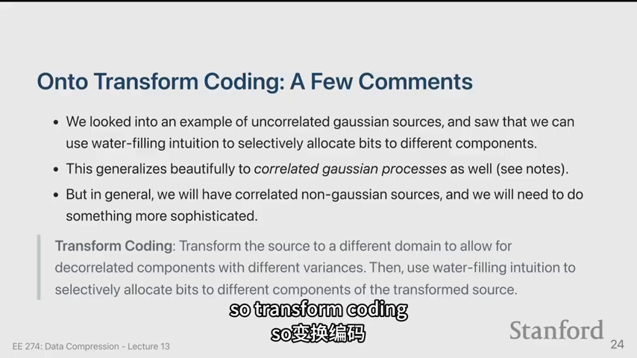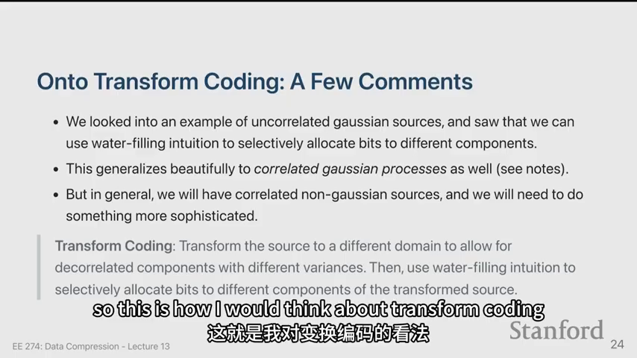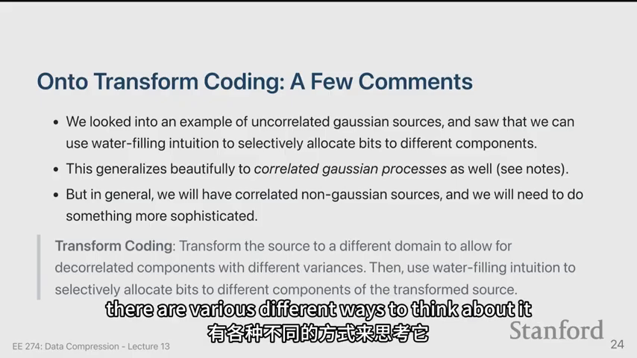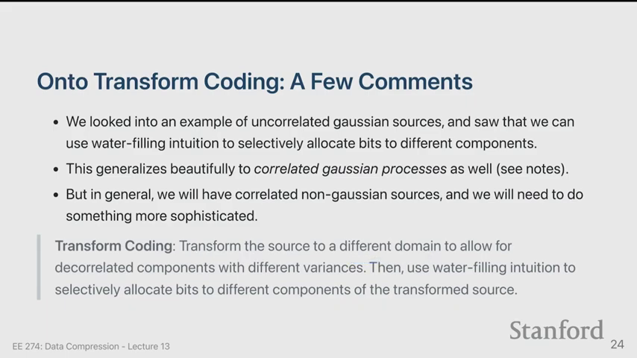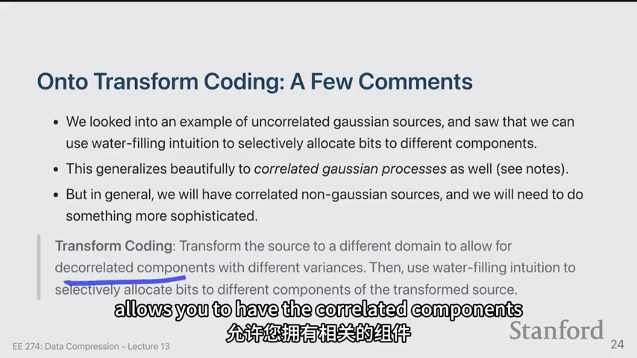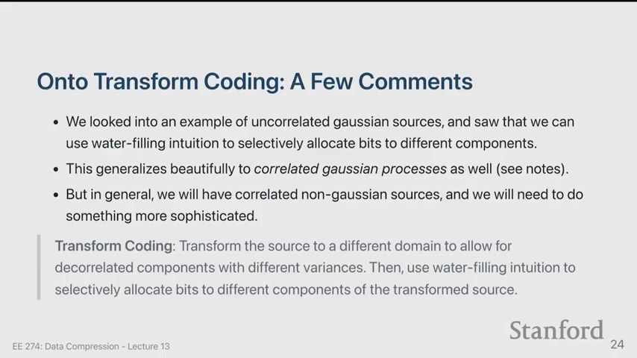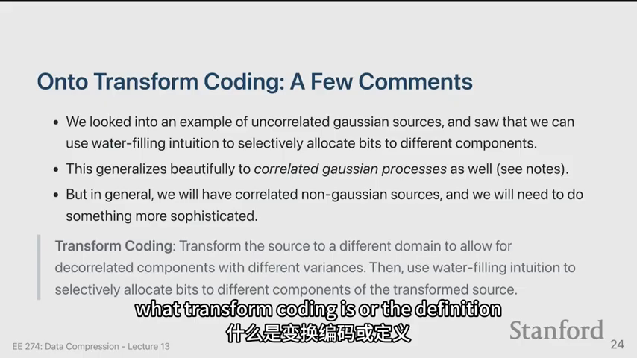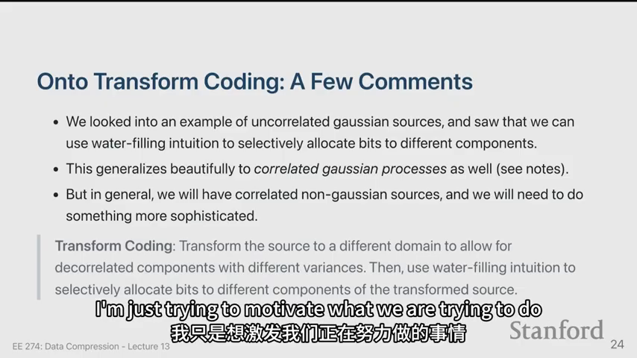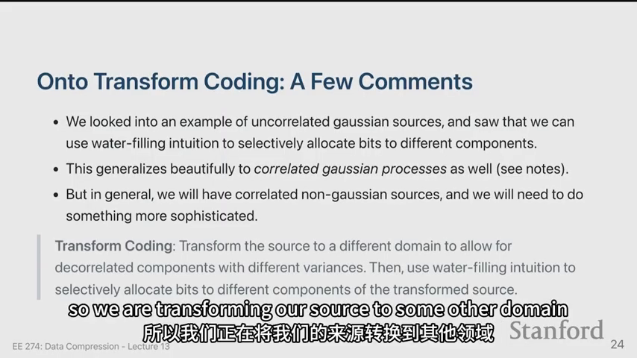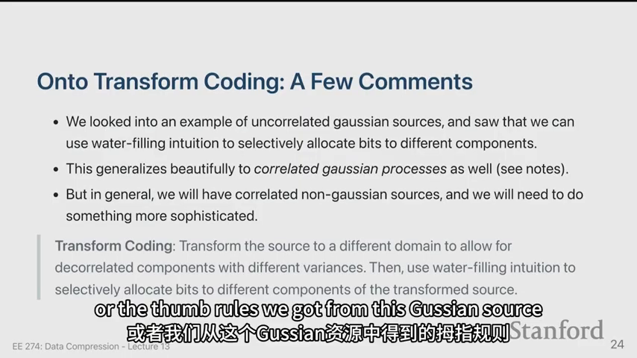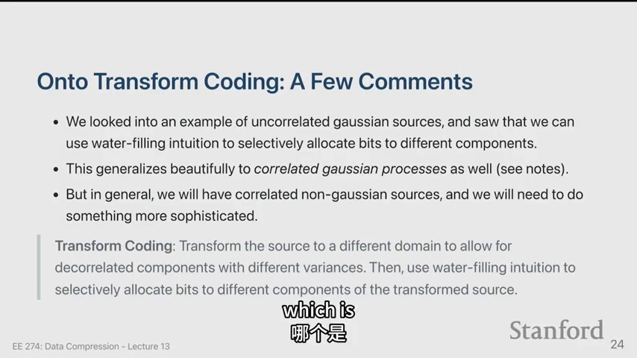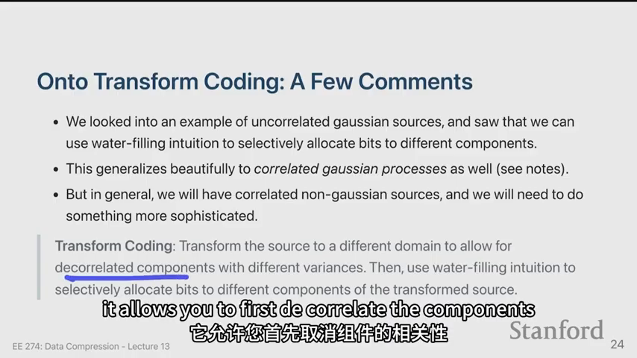So this is how I would think about transform coding. There are various different ways to think about it. But the basic idea is you transform the source to a different domain, okay, which allows you to have decorrelated components with different variances. So this is not what transform coding is or the definition. I'm just trying to motivate what we are trying to do. So we are transforming our source to some other domain where we can use the kind of intuition or the thumb rules we got from this Gaussian source, which is it allows you to first decorrelate the components.